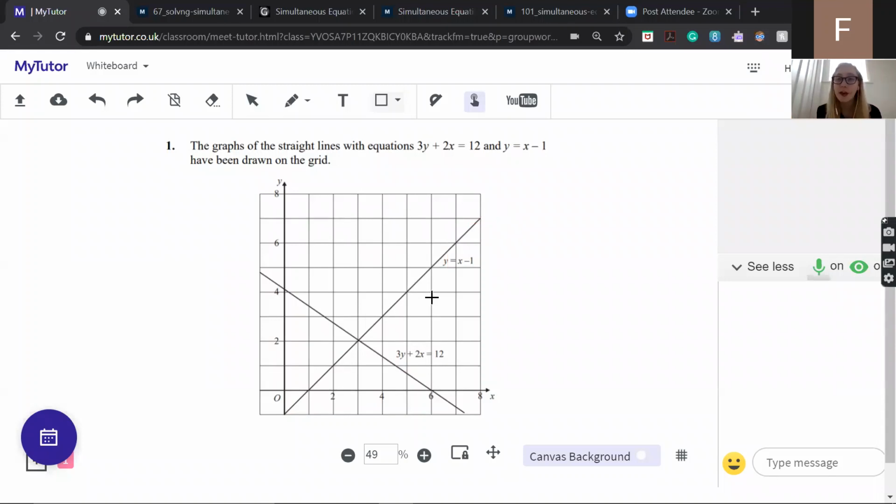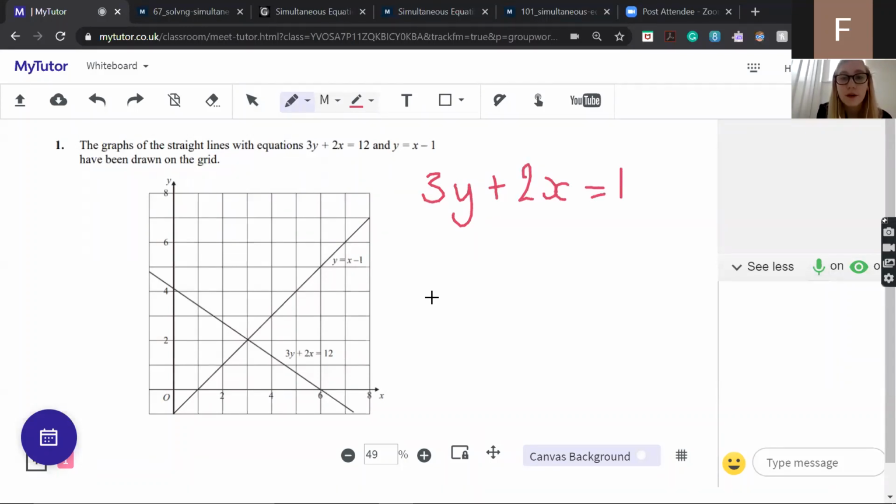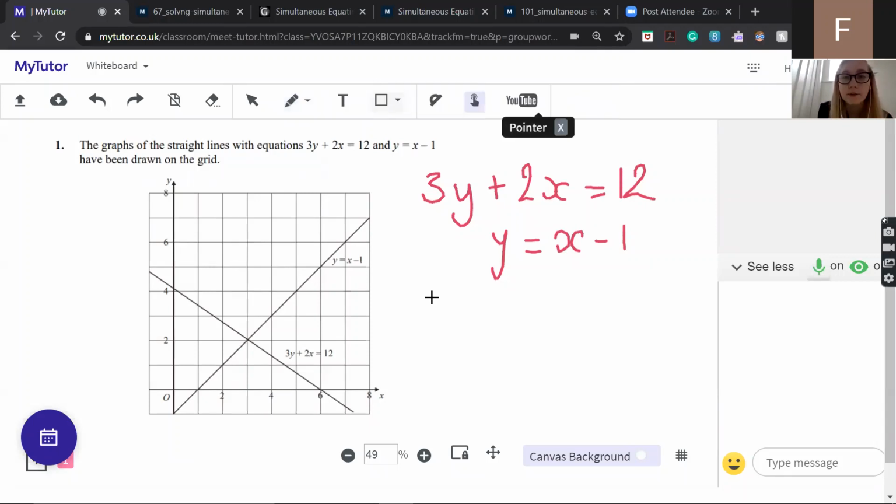Sometimes the question might say, by plotting the lines on graphs, solve these equations. So the equations that we're looking to solve are literally just these two that have been plotted. So another way that we could write that is solve 3y plus 2x equals 12 and y equals x minus 1. Now, at every point, if we just look at this equation, 3y plus 2x equals 12, that's this line. That means that at every single point along this line, 3y plus 2x is equal to 12.